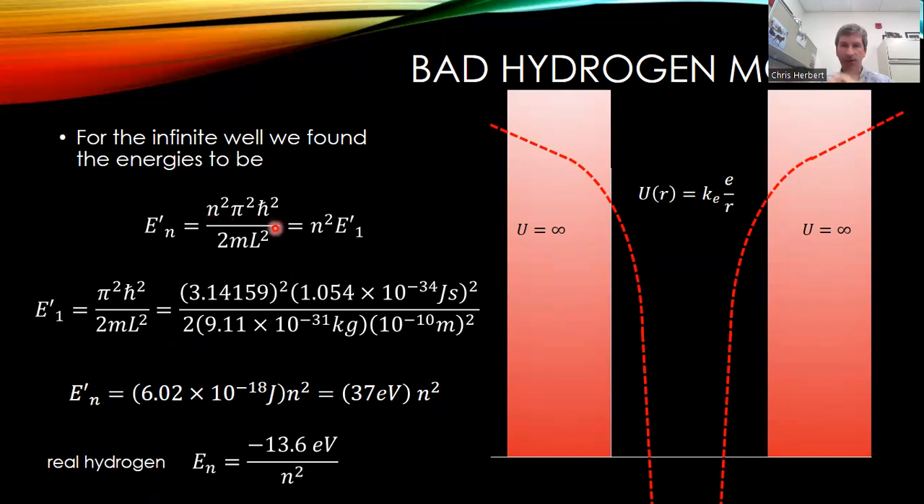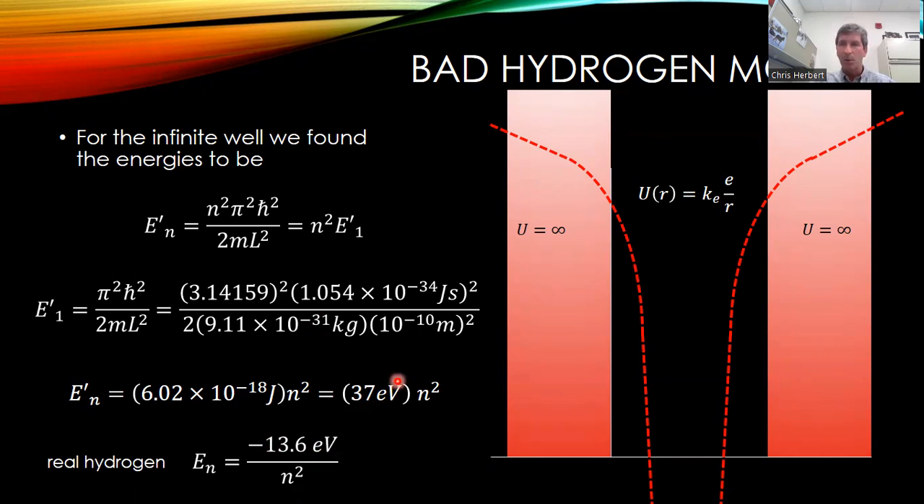Well, let me throw in the mass of an electron, the size of an atom, about 1 angstrom, and see what I come up with in terms of energy levels. So go through all the calculations and, okay, 37 eV. I know with my hydrogen atom, it's 13.6 eV. So not too far away from there.